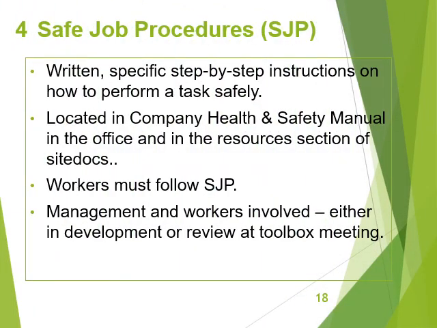Safe job procedures. An SJP is a written, specific, step-by-step description of how to complete a job safely and effectively from start to finish. All SJPs are located in the company Occupational Health and Safety Manual, which is located on site and in the resources section of Site Docs. Please review the safe job procedures located in the resources section of Site Docs and ensure you are familiar with the company's safe job procedures. As well, when the need arises, look up and review the safe job procedure relevant to the task you're performing.